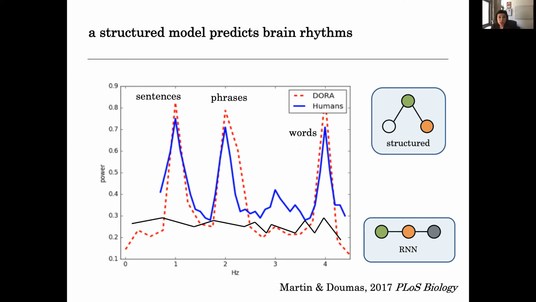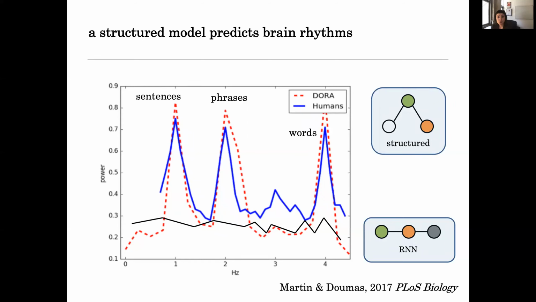Here the blue line represents the brain rhythms that the Ding et al. paper found when people listen to word phrases and sentences. And the dotted red spikes are the activation of the structured model, DORA, that used time and rhythm to process the stimulus into a structure, right?